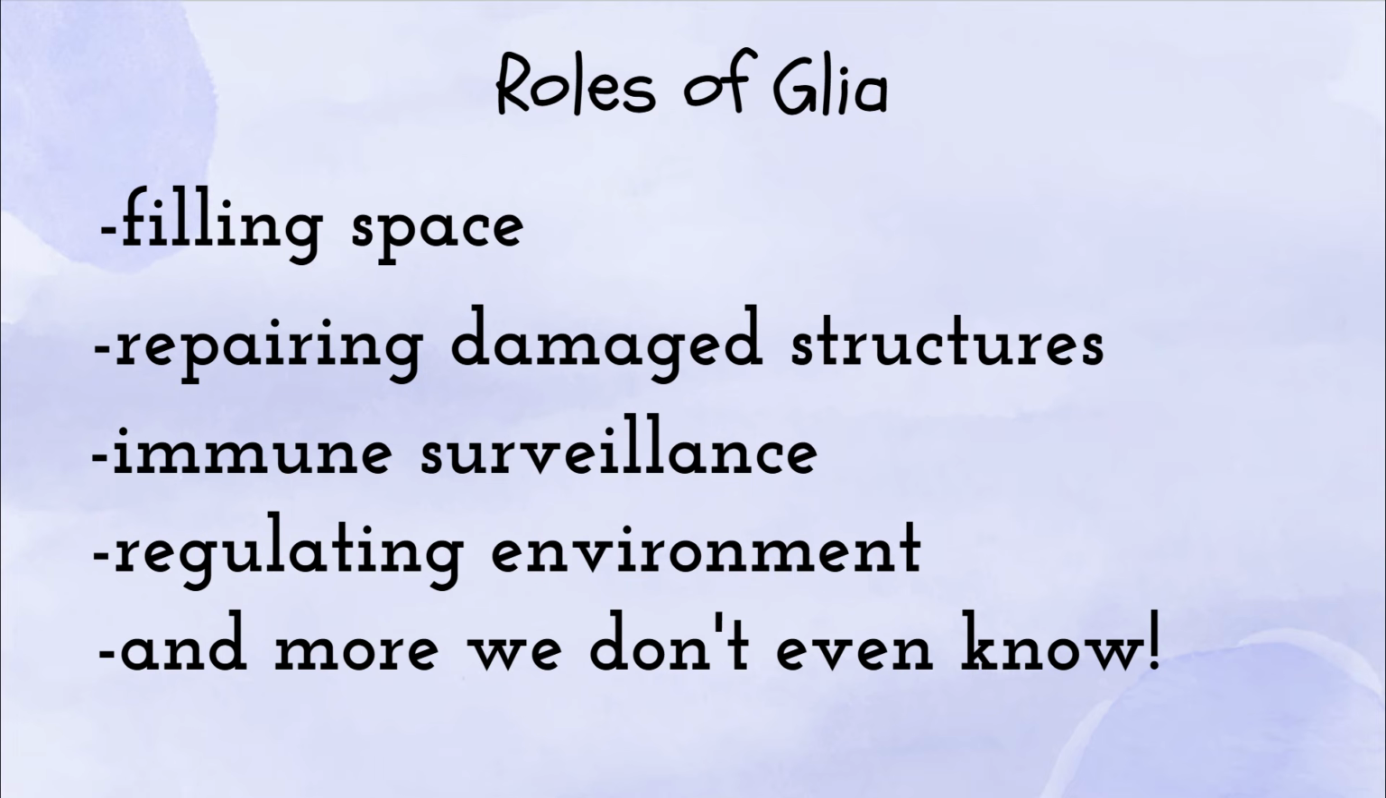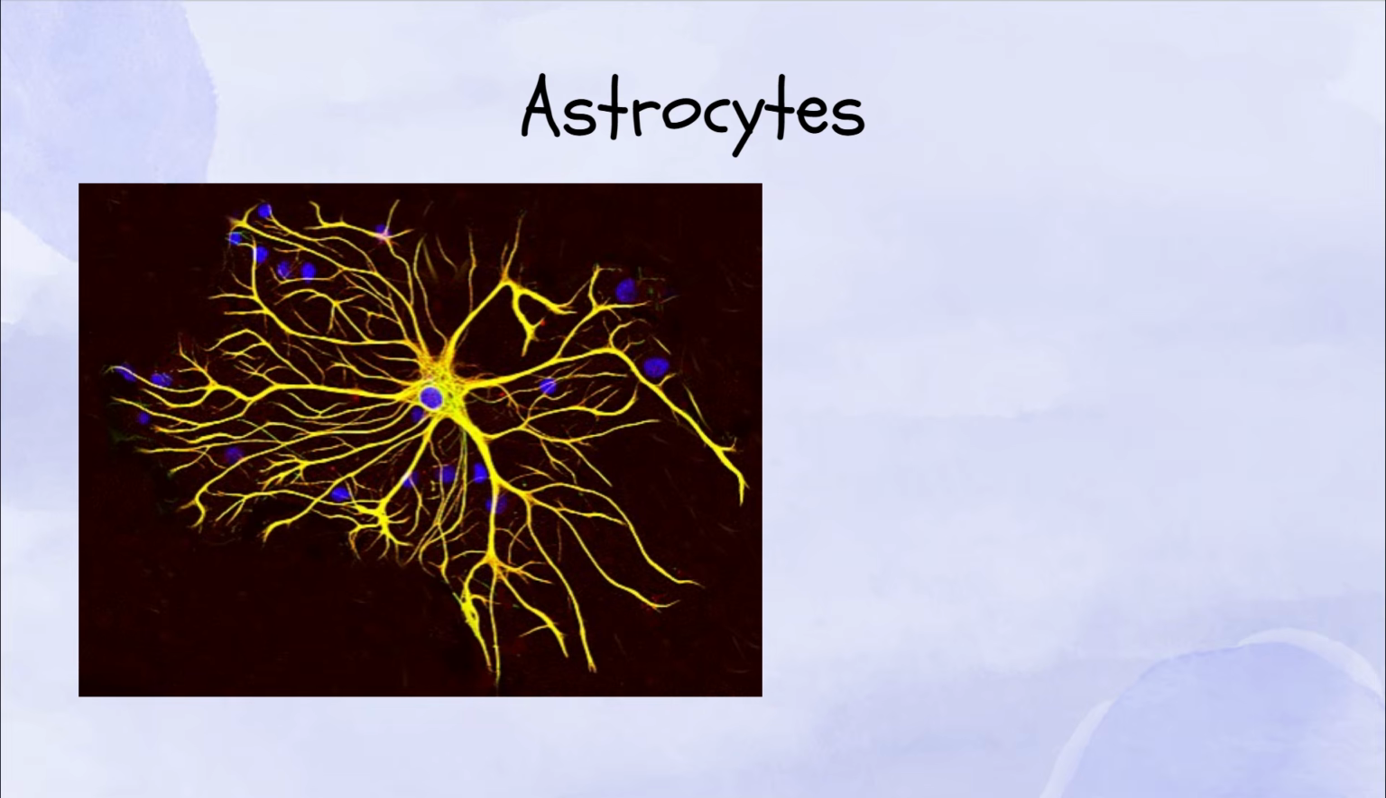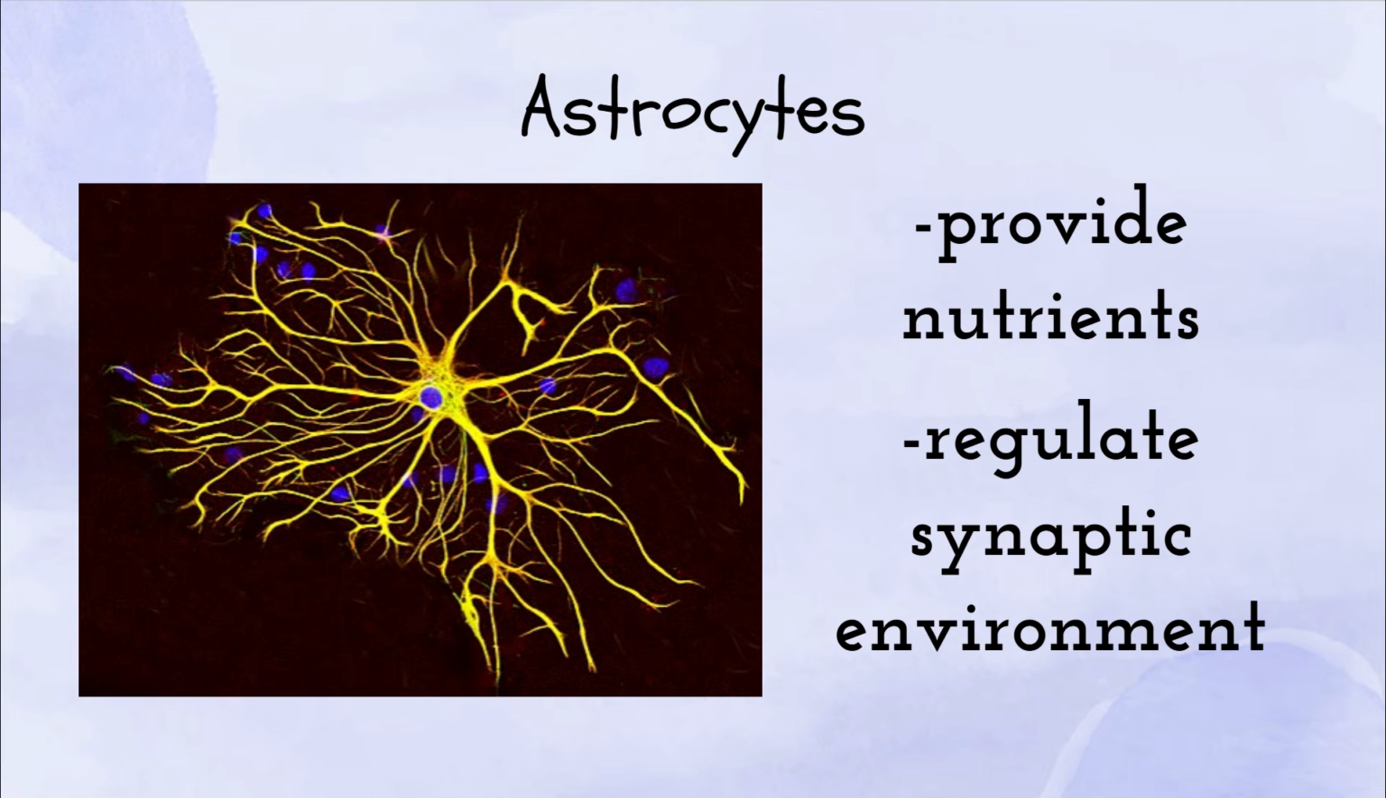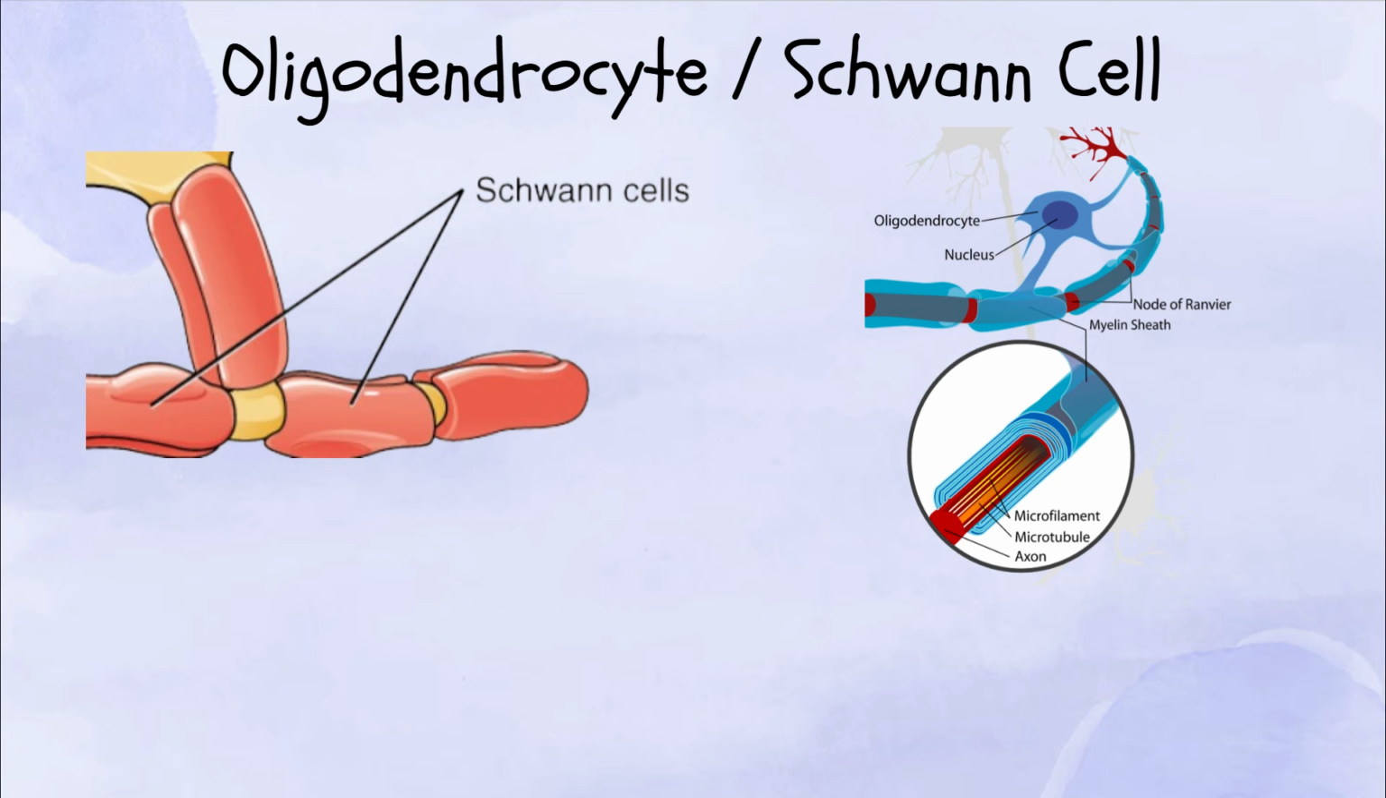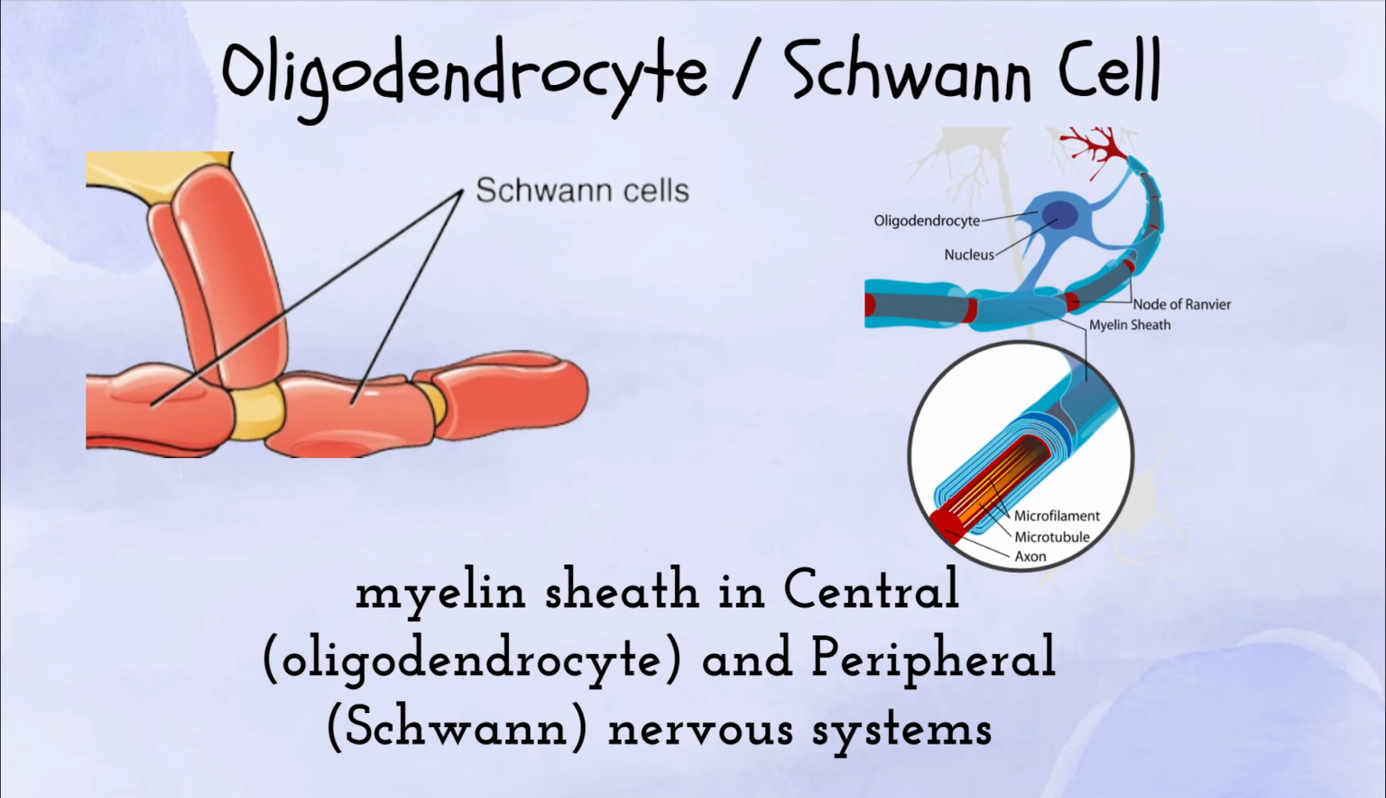So let's take a quick tour into a few prominent types of glia. Astrocytes are quite abundant and have a lot more subtypes. They've got a lot of roles, some that we don't even know yet. But the gist of it is that astrocytes provide nutrients and regulate the environment by helping clean up the synapse after transmission.